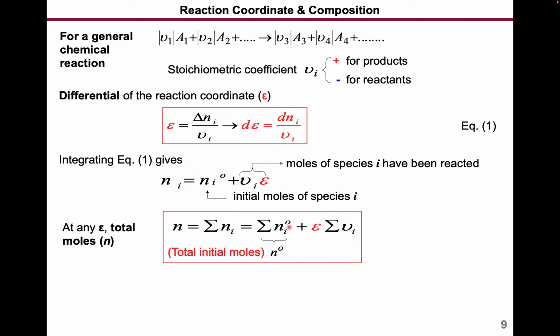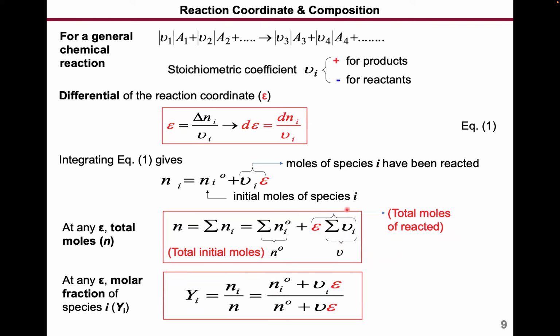And then summation Ni0 is the total initial moles of species inside the reactor, right? And epsilon times summation Vi is the total moles of reactive species. Usually we use just V to represent this summation, okay? Once you know the total moles and you also know the moles of the particular species I, you can actually calculate the molar fraction of species I at any reaction coordinate.